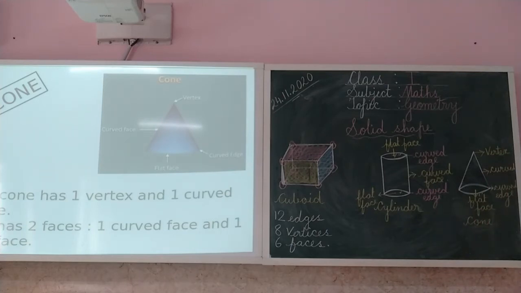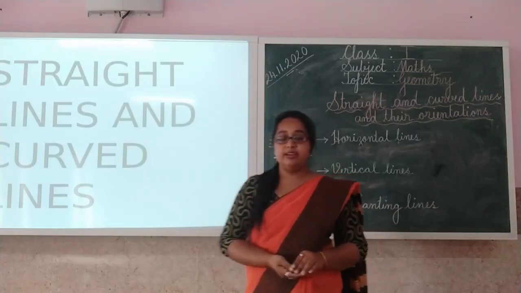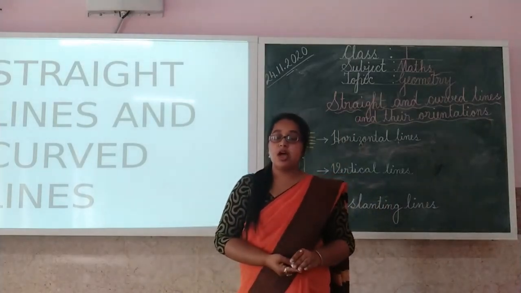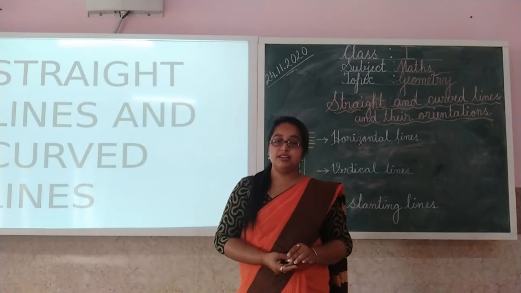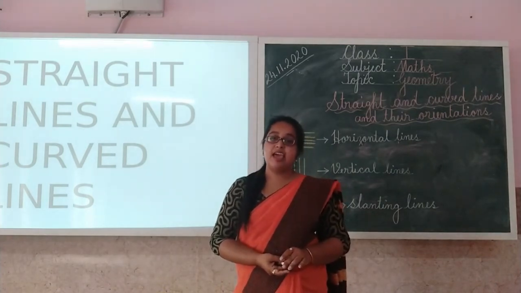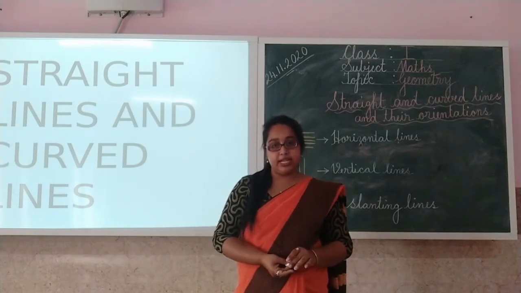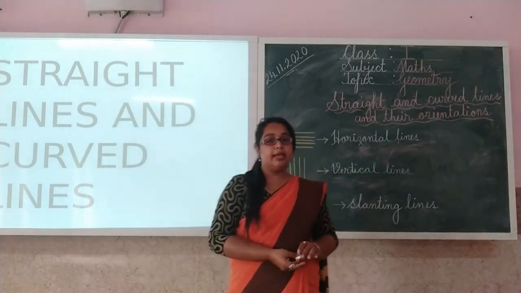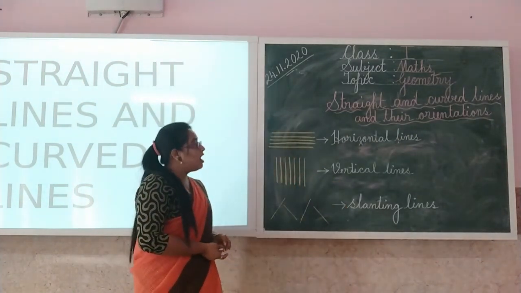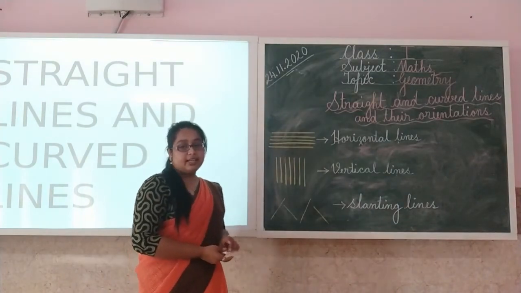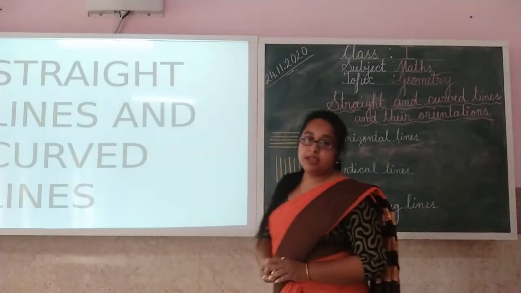In our cone, we have one vertex, one curved edge and two faces. Okay? So children, now let's move to our next segment of discussion, that is straight lines and curved lines and their various orientations. Okay? See, as you can see on the board, I have drawn various types of lines.